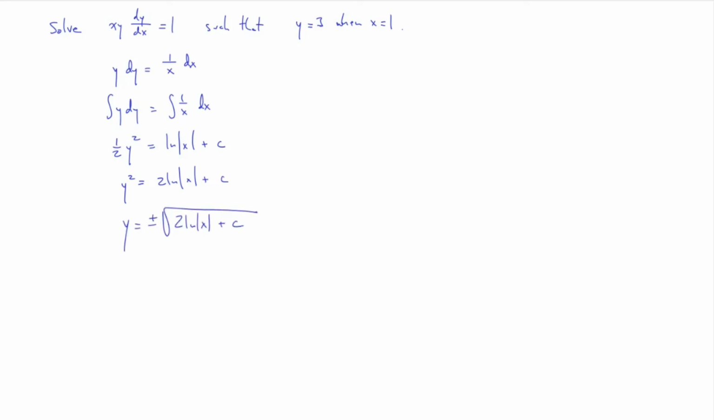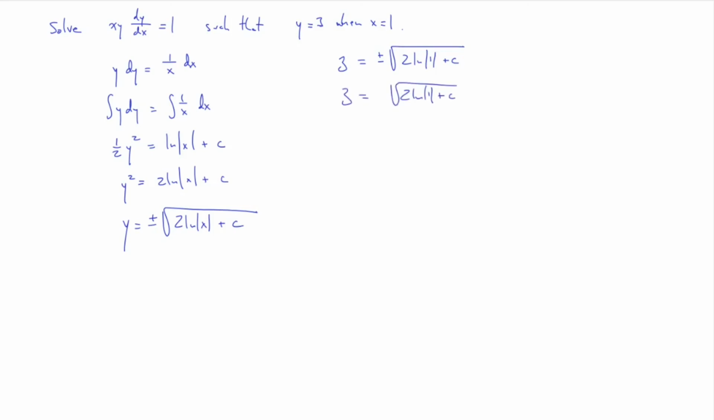And so the general solution to this differential equation is y is equal to the positive or negative square root of twice the natural log of the absolute value of x plus a constant. If we're looking for the particular solution that has y equal to 3 when x is equal to 1, we plug y equals 3 and x equals 1 into our results. Now 3 is never going to be the negative square root of something. 3 is a positive number, and so it's the positive square root of something, and so we can lose that sort of annoying positive and negative.